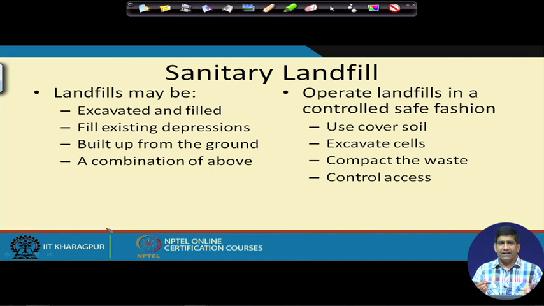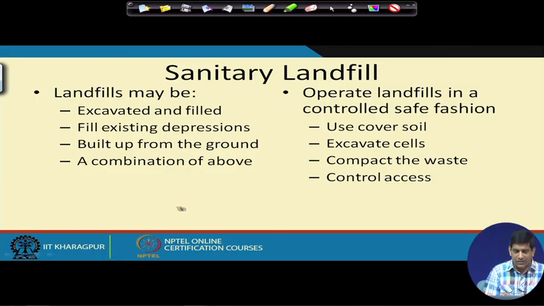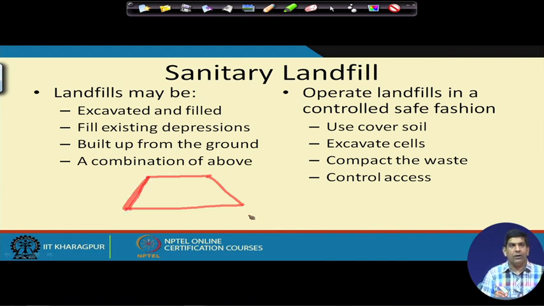So we use cover soil. We can excavate a cell if we have to; we can go down and make it as a cell. Compact the waste. Why the compaction? Compaction helps in improving the c and phi values. Remember that from your soil mechanics class, because landfill, as I said, has a slope. If you look at the cross section of a landfill, it's something like this. You will have the bottom, then a side slope, then a top, and then a side slope here as well. Both sides the slope will be the same. It may not be in my picture, but essentially this is how the landfill will look in cross section.